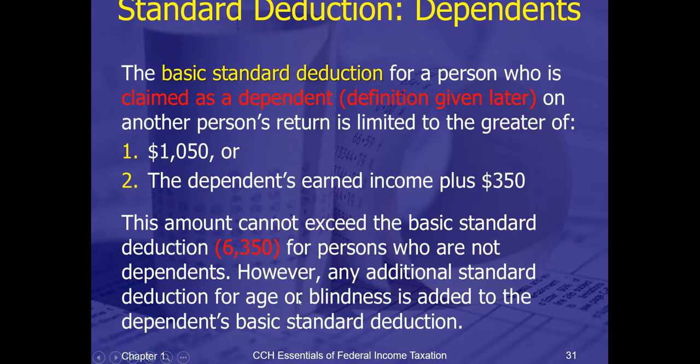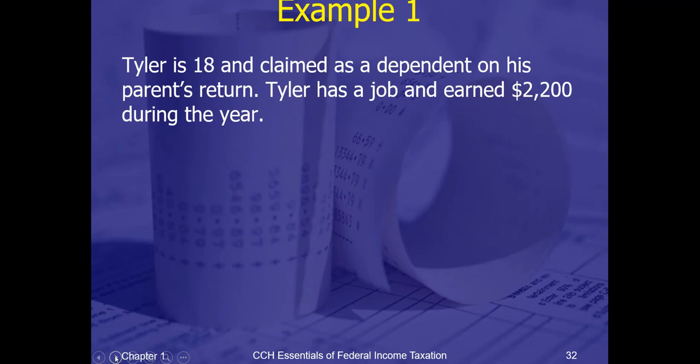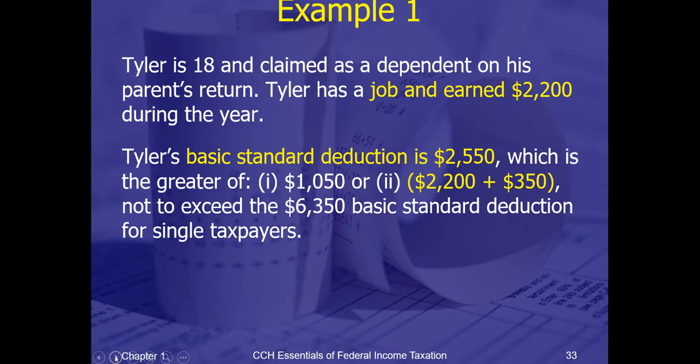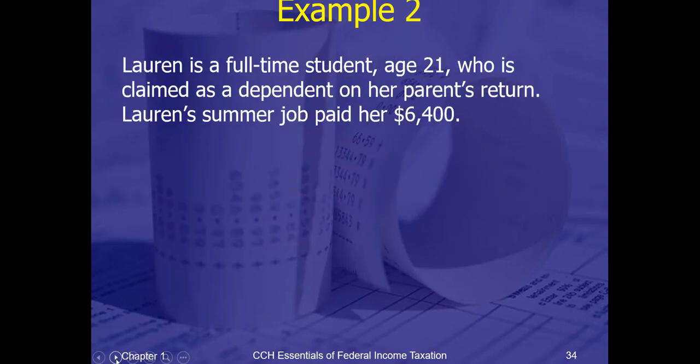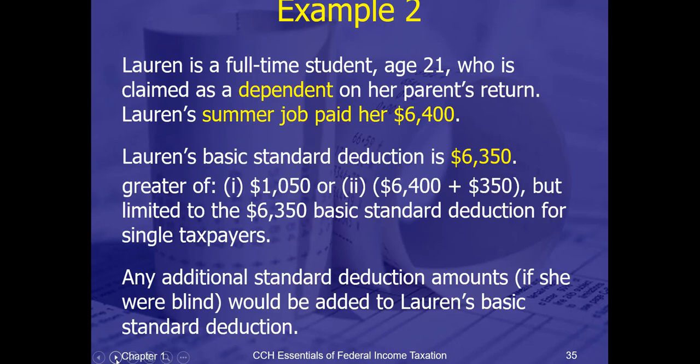Now, if you are 65 or blind, then this would be increased by those extra amounts, as we saw earlier. So example, 18, he earned $2,200. He's going to take the amount earned plus the $350, because that's going to be obviously more than the $1,050. Okay. Lauren gets $6,400. Her standard deduction is $6,350 because it's just more, because her earned income is more than the normal $6,350.